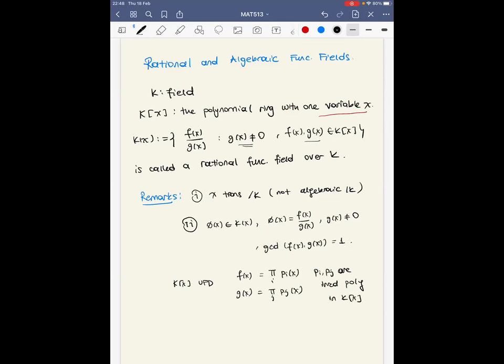And thanks to this decomposition, we may also represent a function in a rational function field as a product of integer powers, they can be positive or negative, of irreducible monic polynomials. And this representation is unique up to a constant.